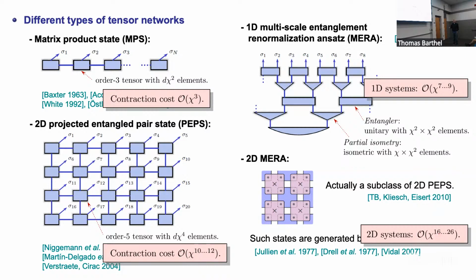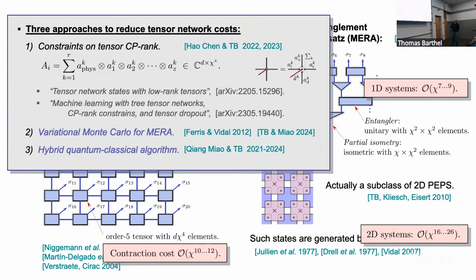There were benchmark works and so on, but at some point the activity on these 2D MERA kind of died out, also because we proved at some point that they're actually a subclass of PEPs. Okay, and so I'm pursuing 3 different routes to get out of this misery. One is to impose constraints on the tensors. I don't want to talk much about it, but the basic idea is to impose a constraint on the CP rank of these tensors, and this makes the contractions much more efficient.